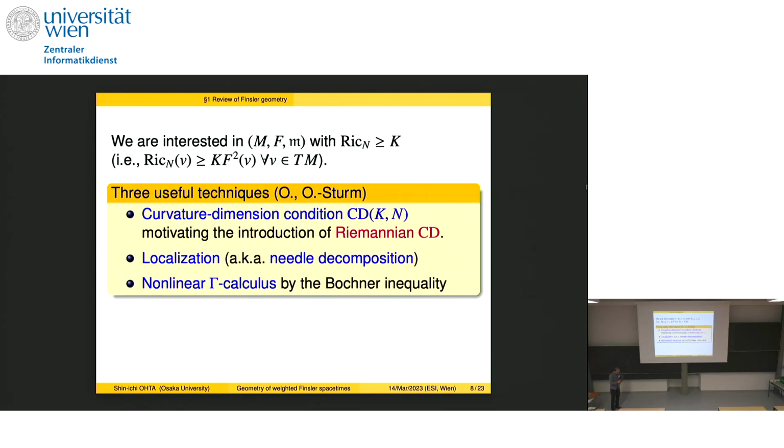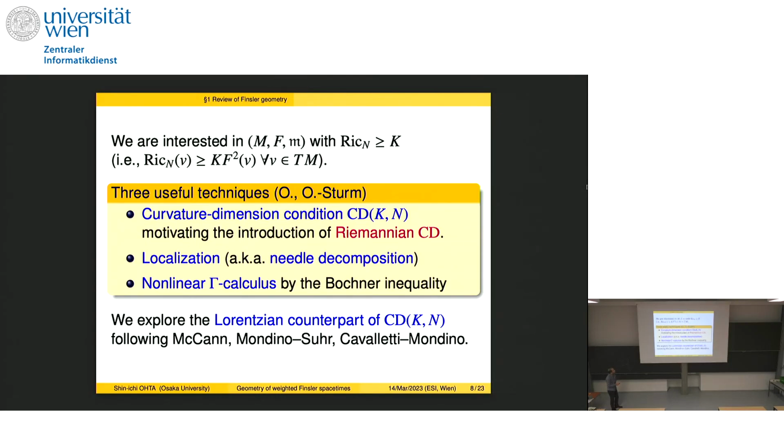Okay. And so now in the Lorentzian case, we already have curvature-dimension condition and localization, as we explained in the ESI talk. And so now it's natural to consider a Lorentzian counterpart to the CD condition in the Finsler spacetime. Okay, and following the Lorentzian case by Robert McCann, Mondino-Suhr, and Cavalletti-Mondino, so everyone is here, I think. Okay, so this is the motivation of our joint work.